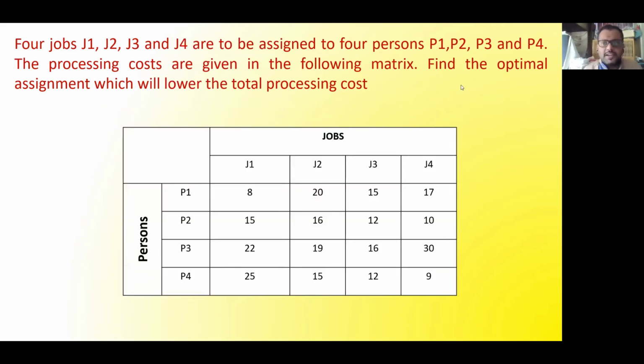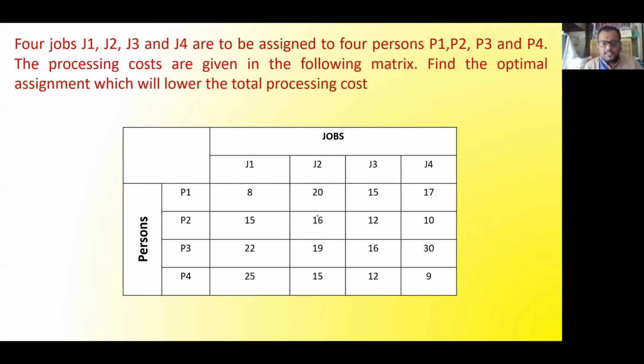The next question says, 4 jobs J1, J2, J3 and J4 are assigned to 4 persons P1, P2, P3 and P4. The processing costs are given in the following matrix. Find the optimal assignment which will lower the total processing cost. I have not given any scenario here because I feel you have understood what we are doing. So here also it is simple. There are 4 persons and there are 4 jobs.